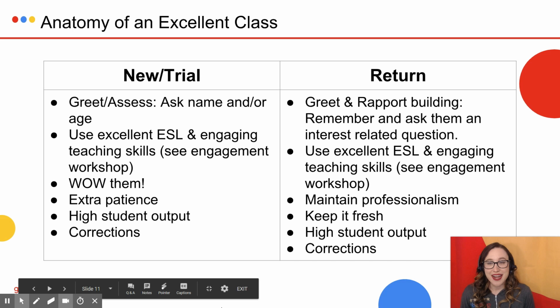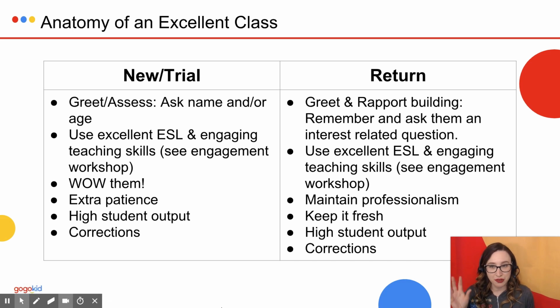Now, the anatomy of an excellent class is similar for new and trial classes and is a little different for returning students. For a new to me or new trial student, make sure you're greeting and assessing them. Ask them their name and a rapport question that's appropriate. Maybe, are you happy? What is your name? How old are you? Things like this.